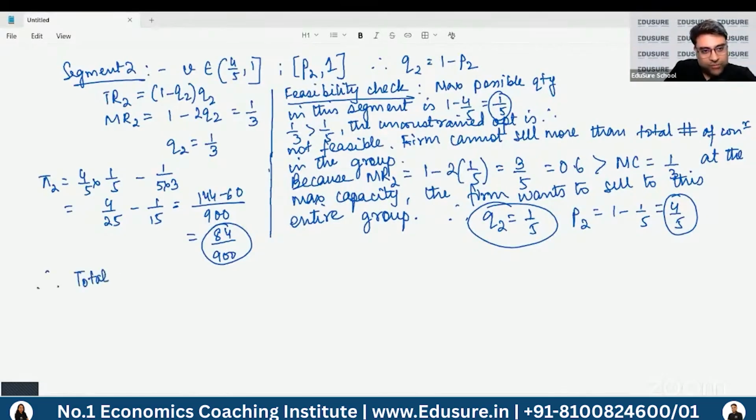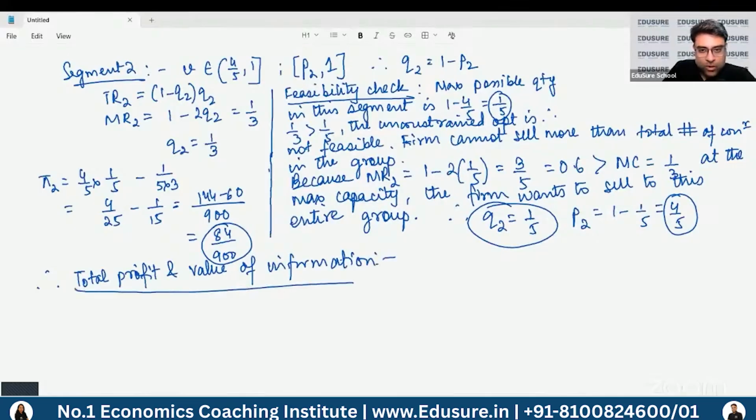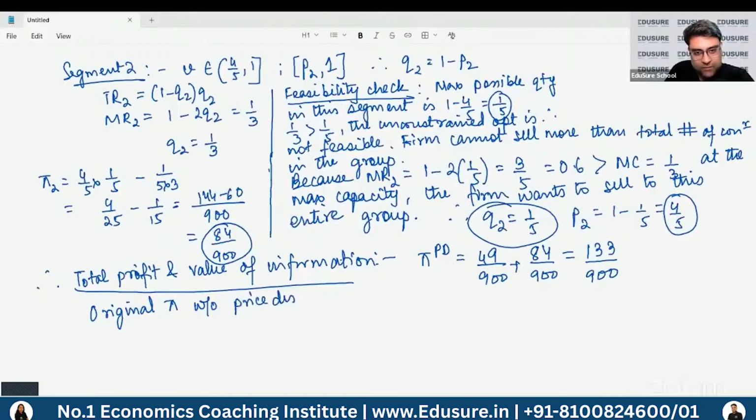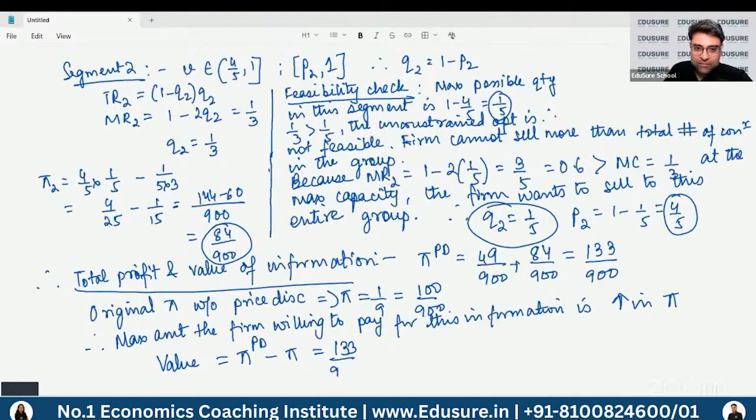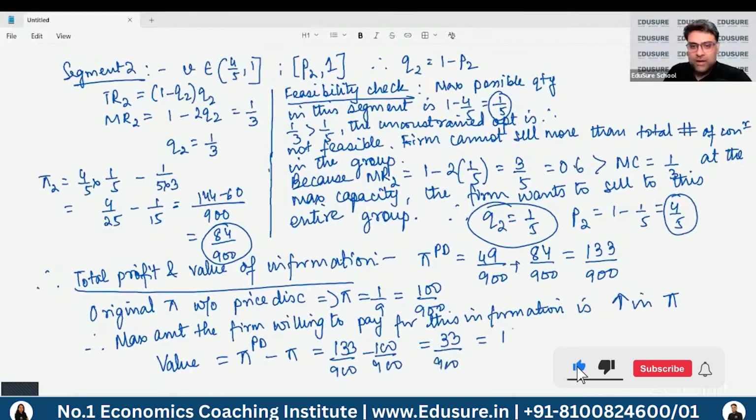Therefore, total profit and value of information. Profit by price discrimination is equal to first segment profit plus second segment profit, 133/900. Original profit without price discrimination, if you remember, was 1/9, which is nothing but 100/900. Therefore, the maximum amount the firm is willing to pay for this information is the increase in profit. Value is profit with price discrimination minus profit without, which is 133/900 minus 100/900, which is 33/900, which is equal to 11/300.